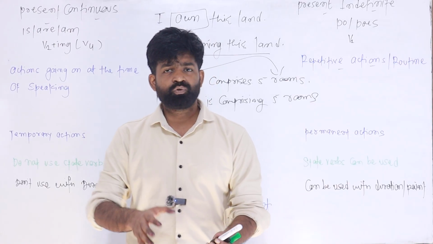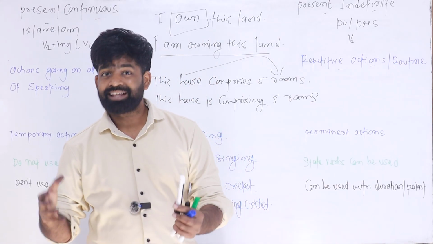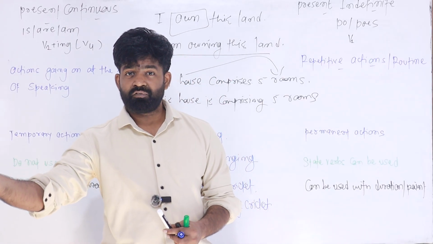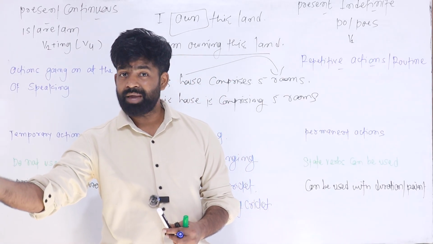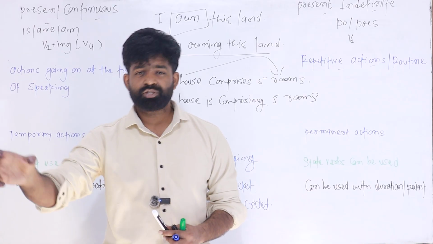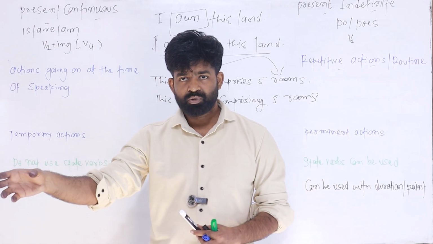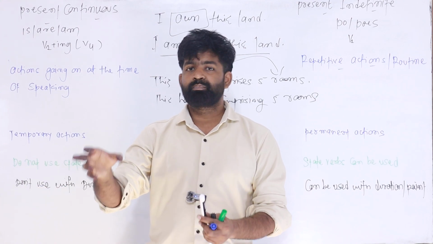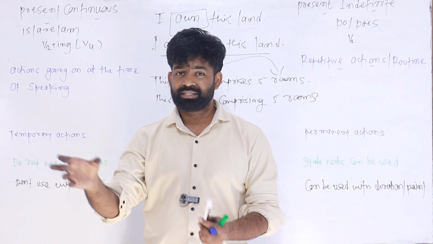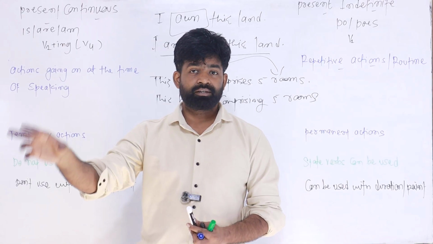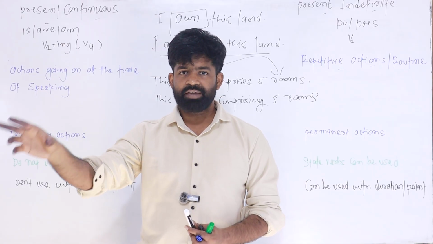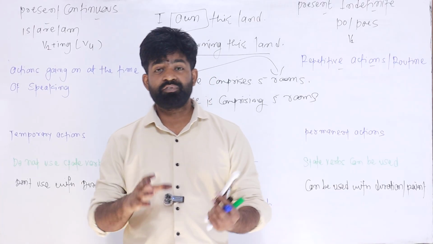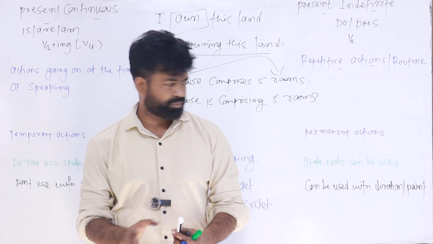In the same way, if you use consist of, for an example, if I say this building is consisting of 5 flats, now I am making a mistake because consist of is again a state verb. So we are not going to report this in present continuous, rather we should use present indefinite tense. So I'll say this building consists of 5 flats. So this is how we are going to deal with state verbs.